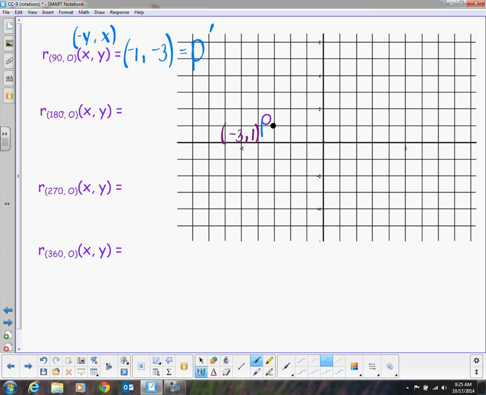If I want you to do a 180-degree rotation, what's the rule? No switches. Opposite X, opposite Y. That would be P double prime. So over 3 down 1 is P double prime. That's a 180-degree rotation. And should it form a line? Yes. We've got negative 1, negative 3. That was P prime, the 90-degree rotation. If I were to draw those in, there's a 90-degree.